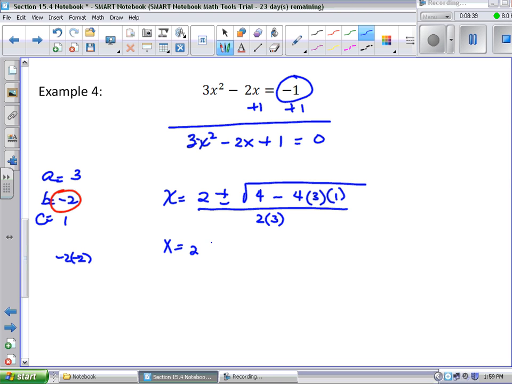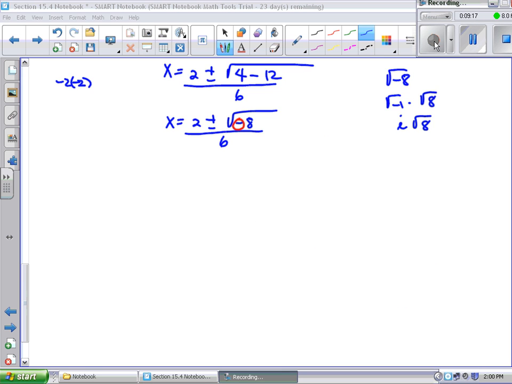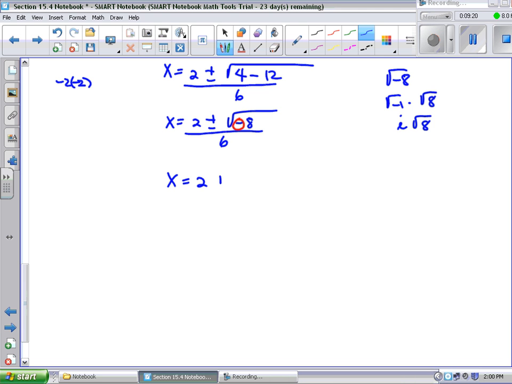So x is equal to 2 plus or minus the square root of 4 minus, let's see, 4 times 3 is 12 times 1 is 12, so it will be 4 minus 12 over 6. And that's going to be negative. x is equal to 2 plus or minus the square root of positive 4 and negative 12 would be negative 8 over 6. Now notice that negative under the radical. The square root of negative 8 is equal to the square root of negative 1 times the square root of 8, or we could rewrite that as i square roots of 8. So I have x is equal to 2 plus or minus i square roots of 8 over 6.